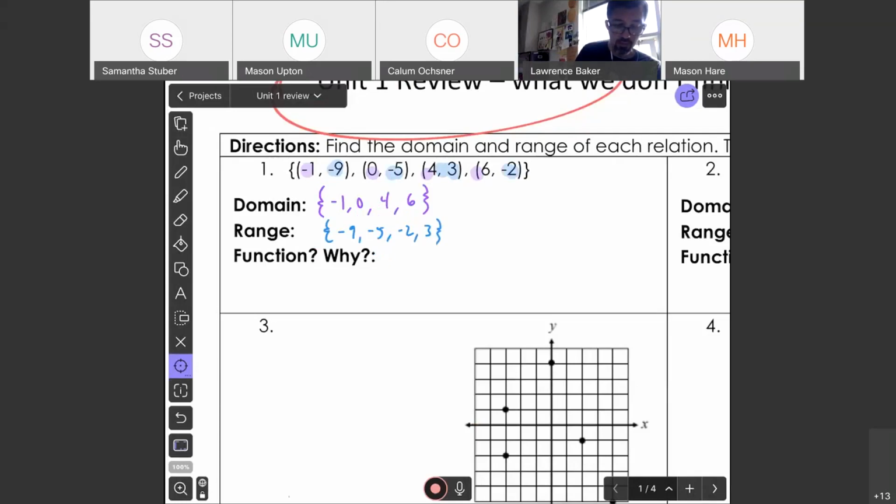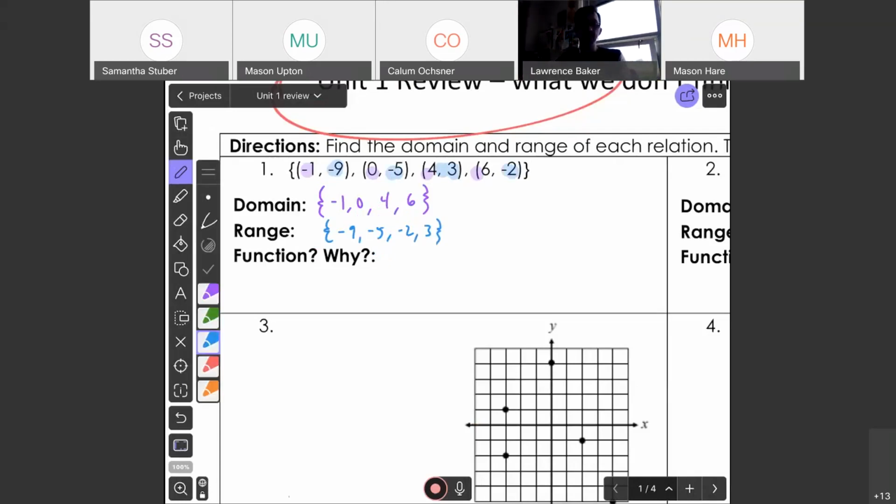Is this a function or not? And why or why not? Could you use the vertical line test on this? No. Why not? Why can't we use a vertical line test? Well, it's not on a graph, but there you go. If you could, yep, you'd be wasting a lot of time doing that though. There's a lot faster way to know. Yeah, but it would work. Yeah, it would just take a long time.